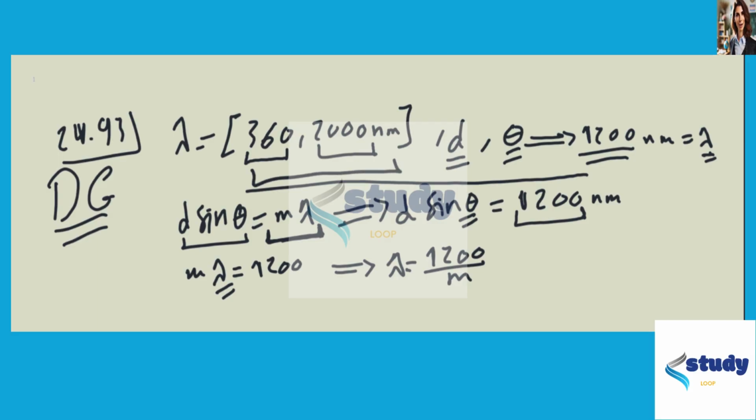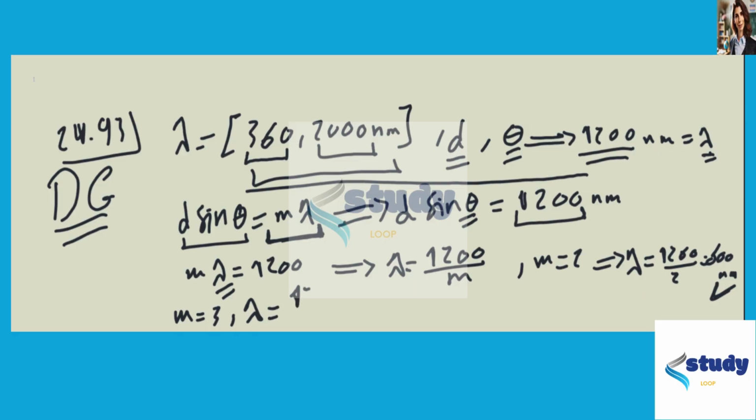So let's try m equal to 2. For this case, lambda will be 1200 over 2, which is 600 nanometers, which is inside this range. So we will observe this one at the same theta. Let's try m equal 3. Lambda for this case would be 1200 over 3, which is 400 nanometers. Again, this is inside this range, so this will be observed as well.